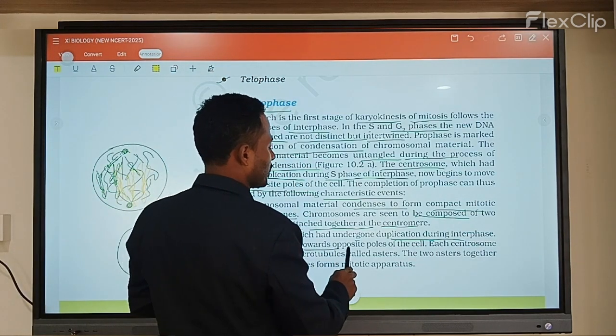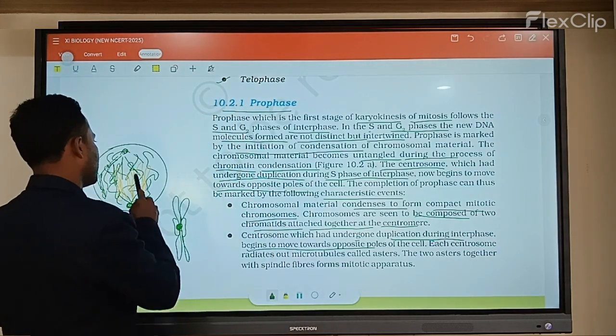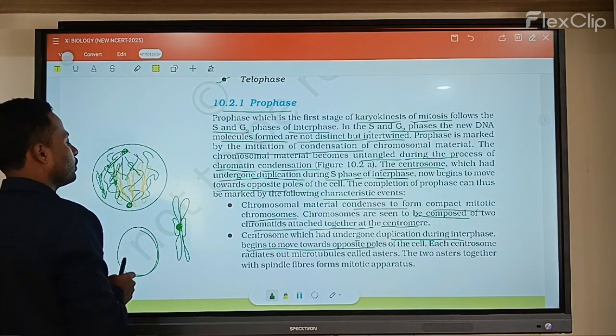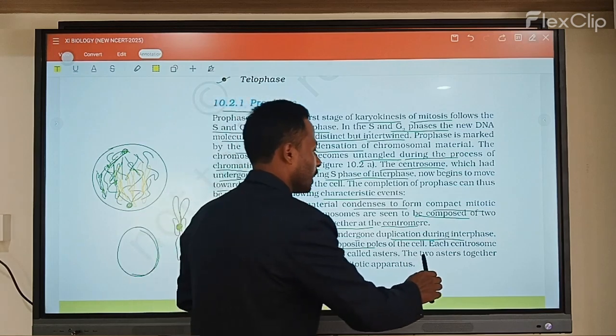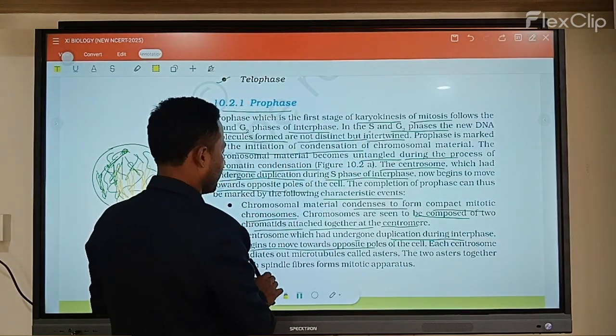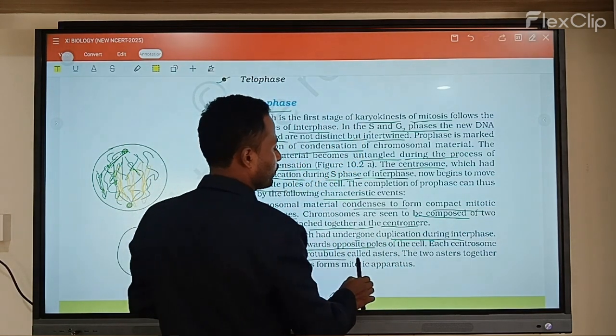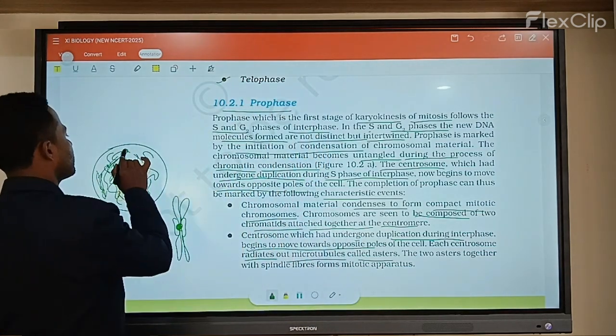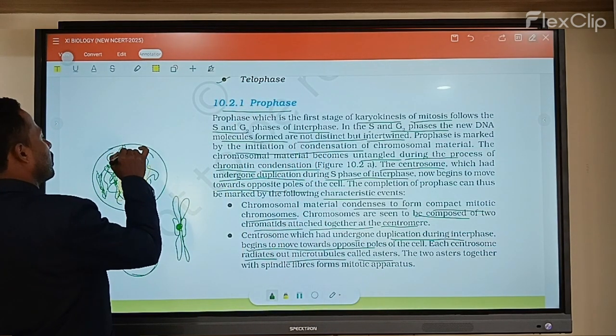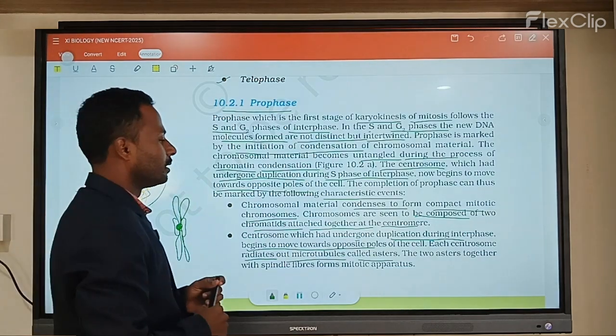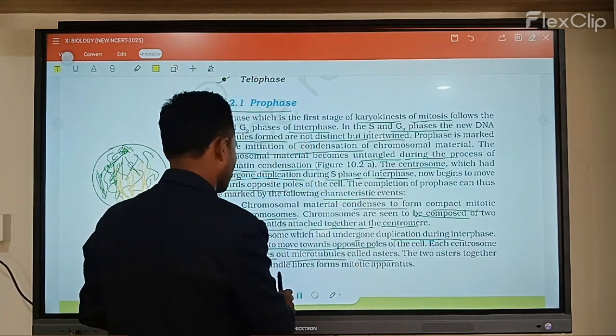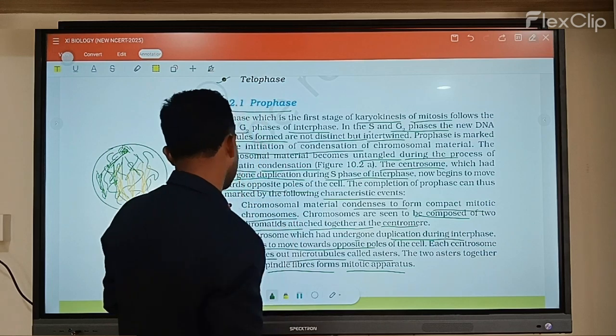Now the centromere begins to move towards the opposite poles. So here the chromosomes move to opposite poles. Now from each centrosome, there radiate out microtubules called asters. So these are called what? Asters. Now the two asters together form the spindle fibers, forming the mitotic apparatus.